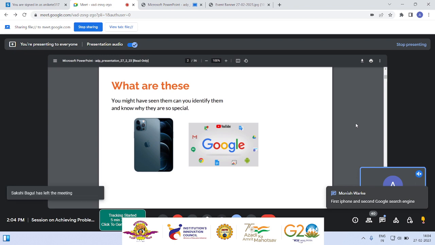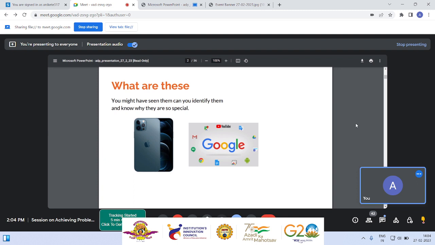Yes, the first one you can say is an iPhone, and the second one you can say is Google. Those are products of Google. Now, both of them, since they came into existence, can be treated as products, but they are the most successful products. Don't we think so? Definitely, we can say that these two are the most successful products.